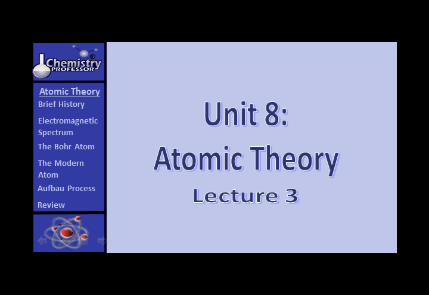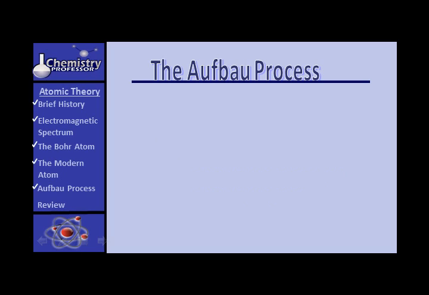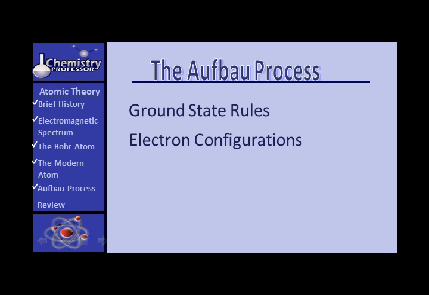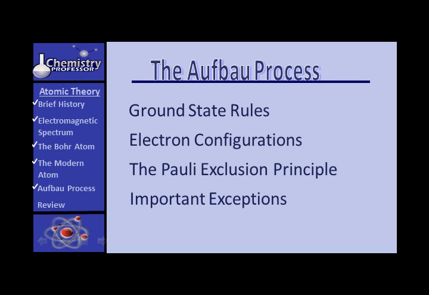Unit 8, Atomic Theory, Lecture 3. We'll continue the development of our model by considering the Aufbau process, and in this we will talk about ground state rules, electron configurations, the Pauli exclusion principle, some important exceptions to the Aufbau process, and we will conclude with electron configurations of ions.